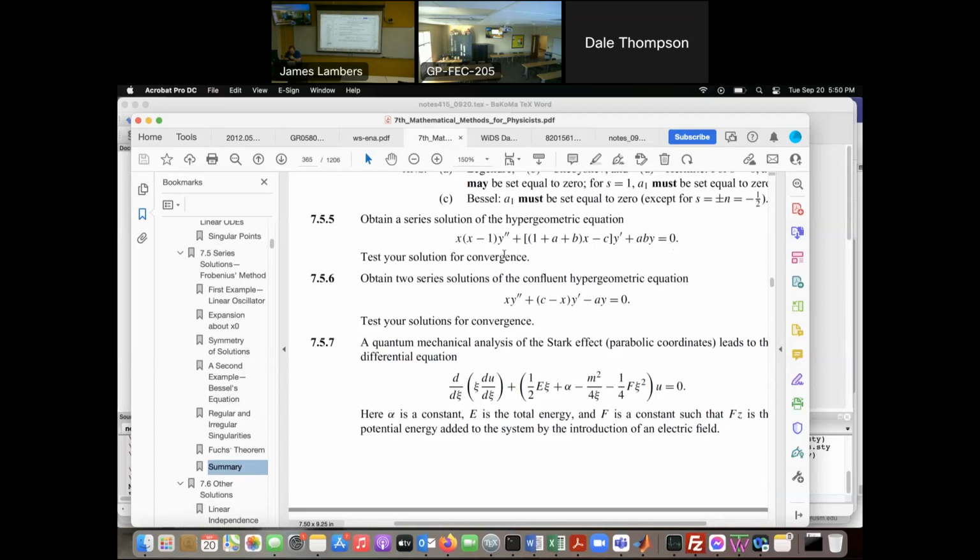Oh, that's strange. I did get it. I do have S equals 0. But the other one involved C, the coefficient C in the equation.